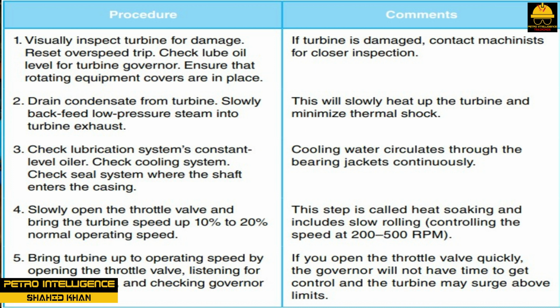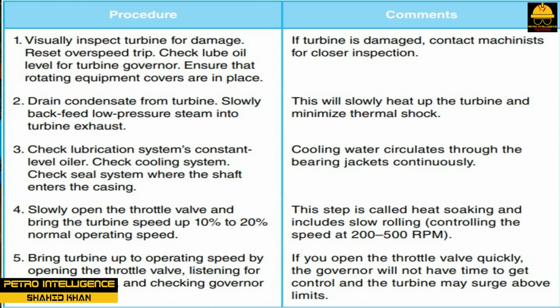2. Drain condensate from turbine. Slowly backfeed low-pressure steam into turbine exhaust. This will slowly heat up the turbine and minimize thermal shock. 3. Check lubrication system's constant level oiler. Check cooling system. Check seal system where the shaft enters the casing. Cooling water circulates through the bearing jackets continuously.